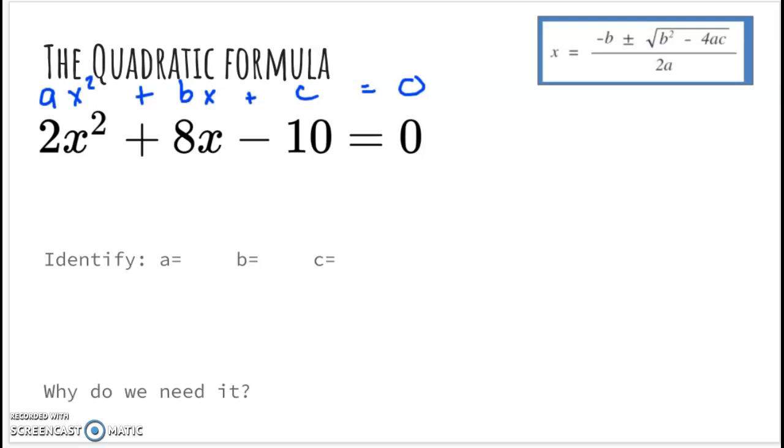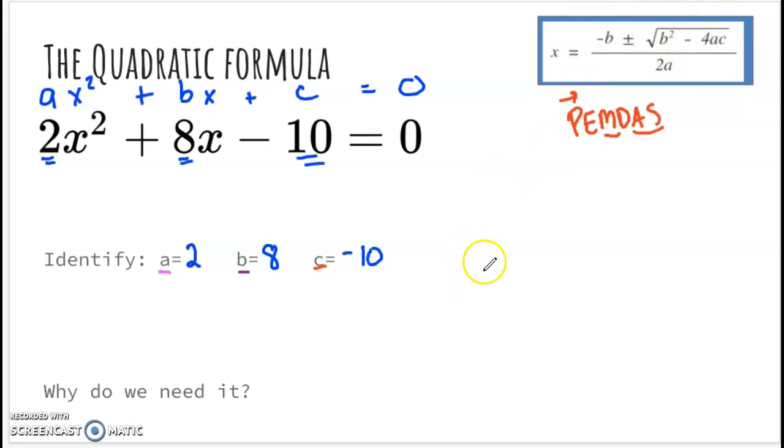Okay, sorry, I'm back. Once you have your quadratic in standard form, you can identify your A value, your B value, and your C value. In this case, A is 2, B is 8, and C is actually -10. Once we've identified our A, B, and C values, now you can go ahead and grab your formula and start plugging in.